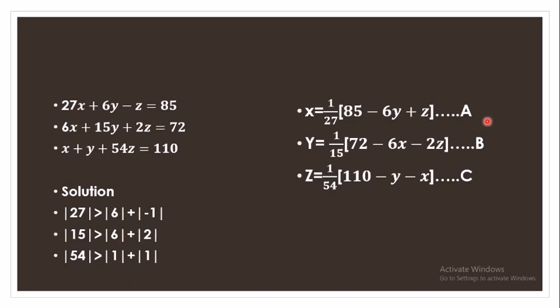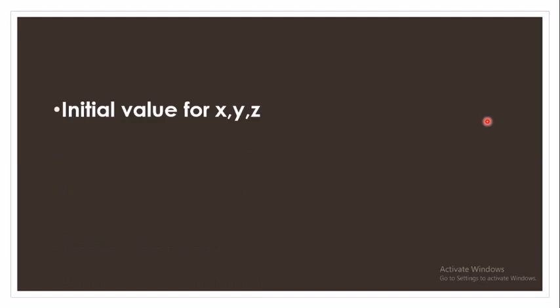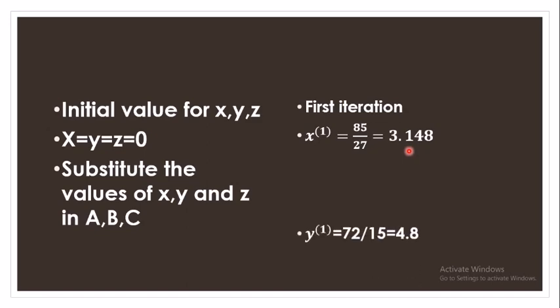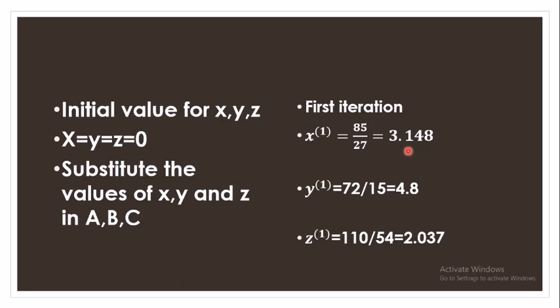Okay, fine. So what is my next step? My next step is obviously to give an initial value for x, y and z, and as I told you in the working rule, it is 0. I have assigned it as 0. So I'm going to substitute the values of x, y and z in A, B and C. Then I will get my first iteration: x1 is equal to 85 by 27, which is equal to 3.148. y1 is equal to 72 by 15, which is equal to 4.8. z1 is equal to 110 by 54, which is equal to 2.037.